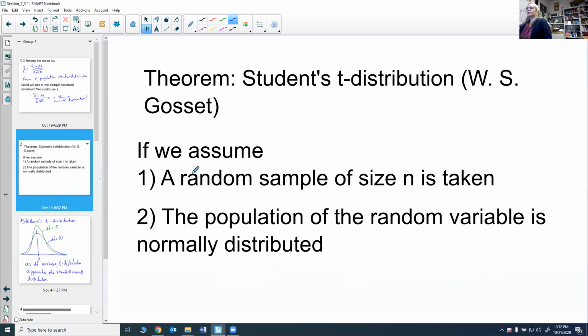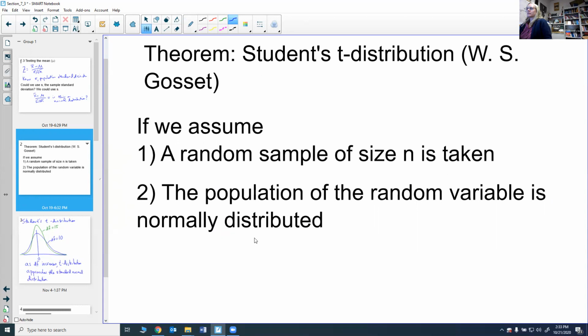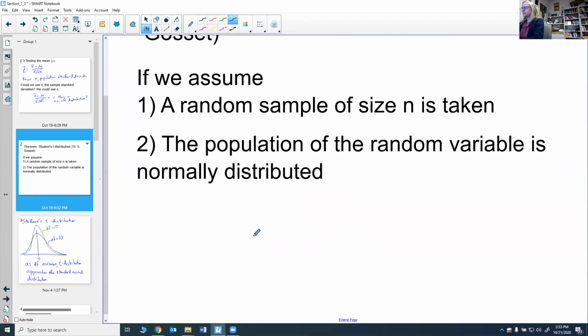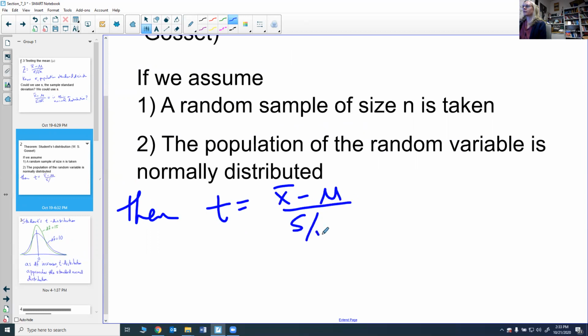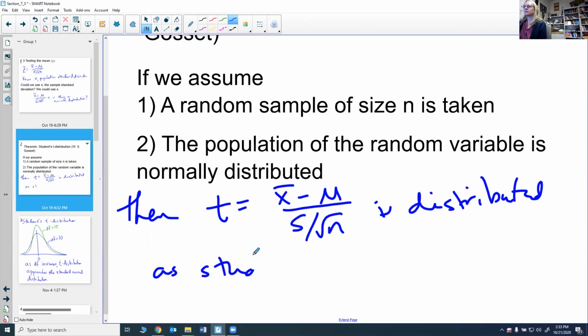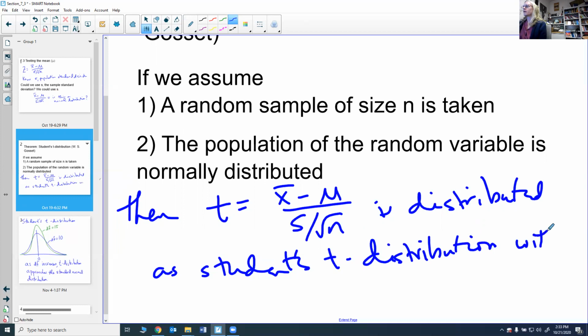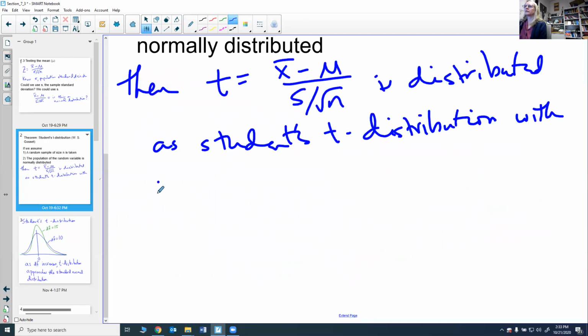And what he says is, if we assume, first off, that we have a random sample of size n taken, and the population of the random variable is normally distributed, if we assume both those things, then T equals X bar minus mu over S over the square root of n is distributed as a student's t-distribution with n minus 1 degrees of freedom.